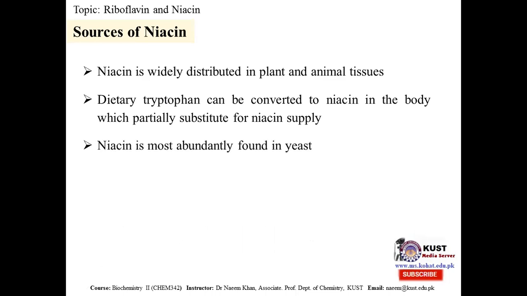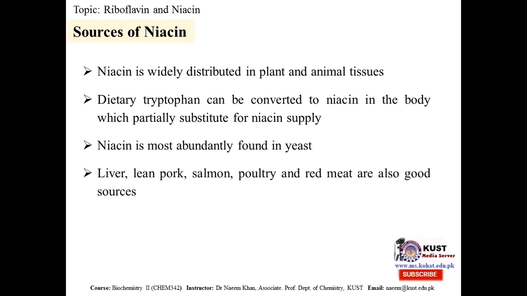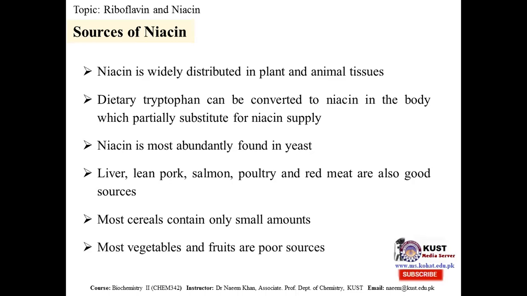Niacin is most abundantly found in yeast. Yeast is the richest source. Also, liver, lean pork, salmon, poultry, and red meat are very important sources of niacin. Cereals contain small amounts, so they cannot be regarded as chief sources. Vegetables and fruits are poor sources of this vitamin.